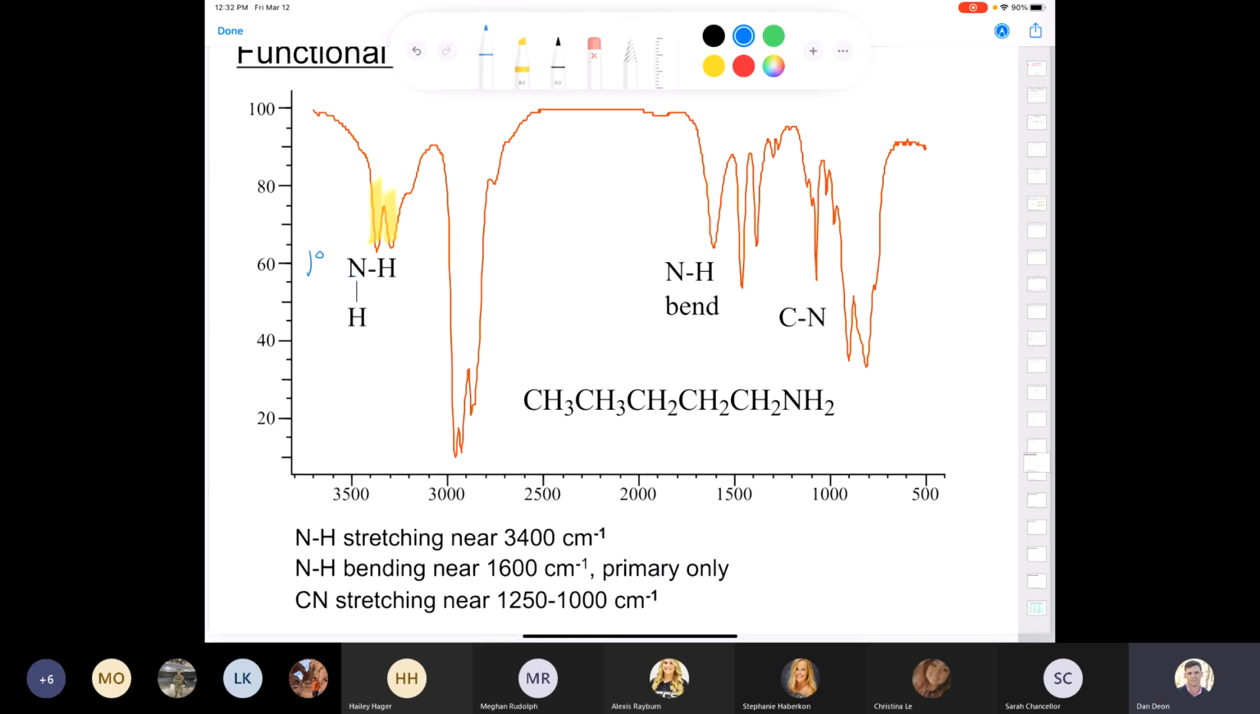But two new absorbances I want you to look for are a nitrogen-hydrogen bend, which is around 1600 reciprocal centimeters. That's for a primary amine only. And then also carbon-nitrogen stretching, which can occur between 1250 and 1000 reciprocal centimeters. So it might be handy to identify that. Okay, again, this one here is a primary amine. Then for a secondary amine, we only see one absorbance. Okay, so primary and secondary. And then I also want you to try to identify the carbon-nitrogen stretching if you can.